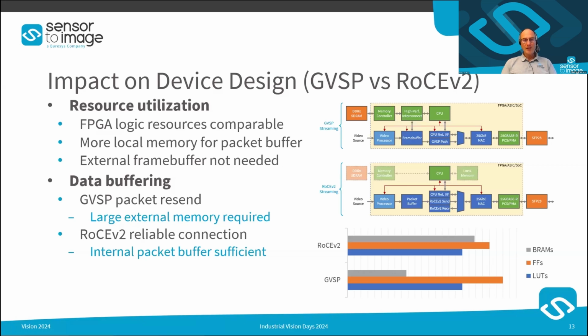On the data buffering, GVSP packet resend needs a large external memory, and especially at higher data rates, this gets more and more complicated to get the data rate over to the network. This is solved by using RoCEv2, because here we have a reliable connection. So that means we can expect that all packets are delivered, and for that, we only need an internal packet buffer, no external buffer anymore.